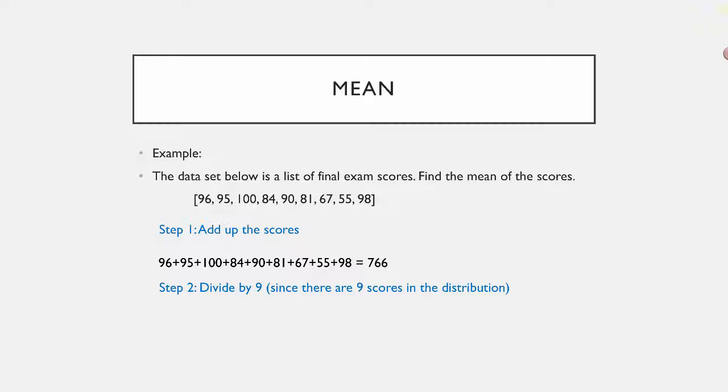Step 2 is to divide all the scores by 9 because in this distribution there are 9 scores. 1, 2, 3, 4, 5, 6, 7, 8, 9. So we have added all these numbers and now we will divide by the total number, which is 9. So 766 divided by 9 is equal to 85.11, and that is the mean of this data set.